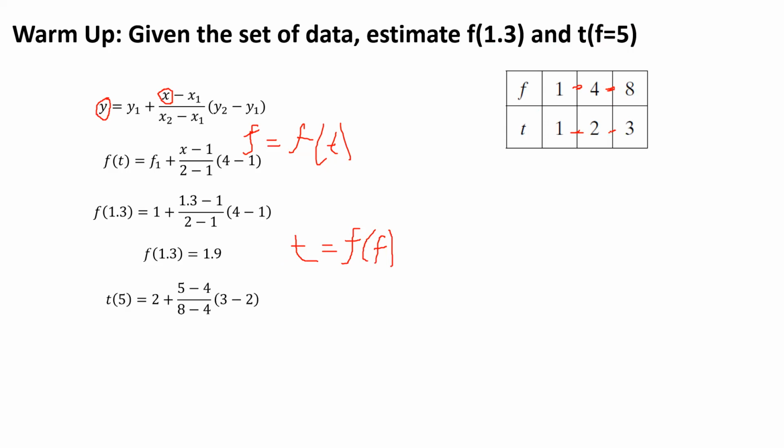Okay, so you're kind of doing the same thing. For t at 5, you plug in f equals 5 right here into your x, and then you calculate your y. Try to see if these numbers make sense. See what you're interpolating.